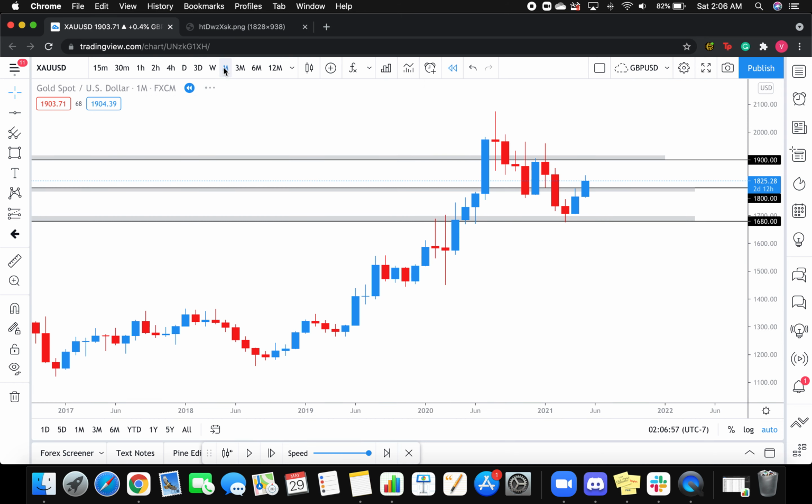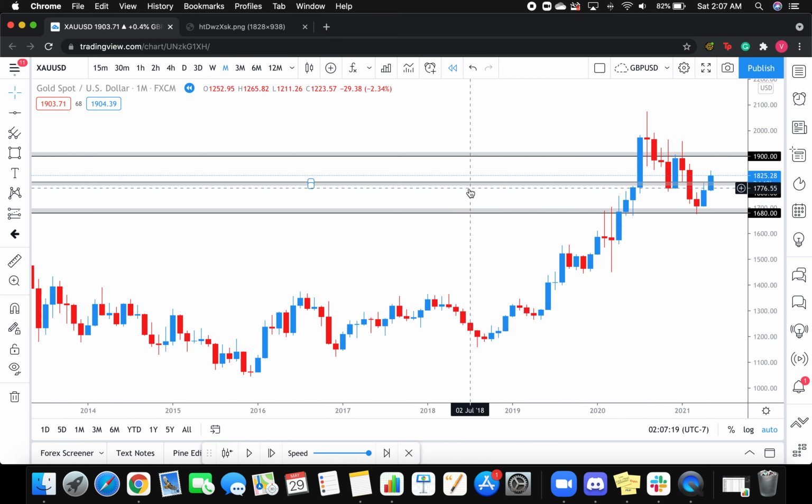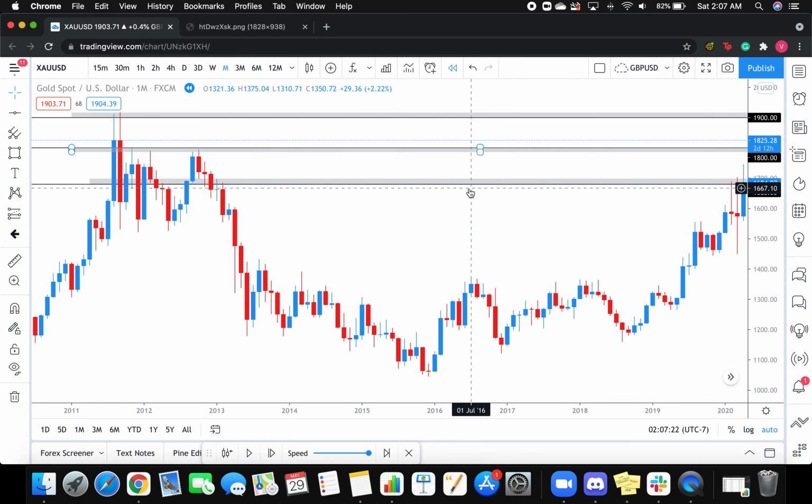Going down to the monthly time frame, we see that this level again being respected as support. We see a new support being formed right here before price pulls back into 1900 and then continues down to 1680. And even on the monthly time frame, we see a lot of rejections, a lot of wicks into 1900, showing us there is volatility around this area and liquidity generation.